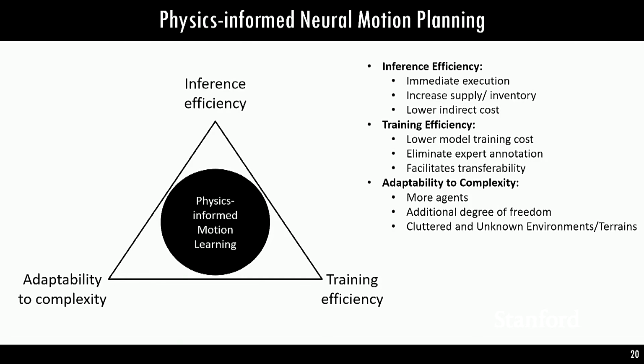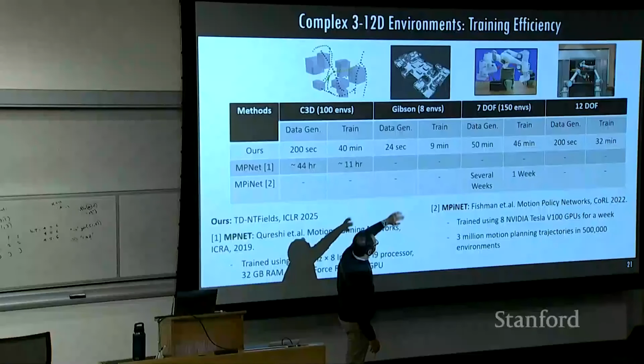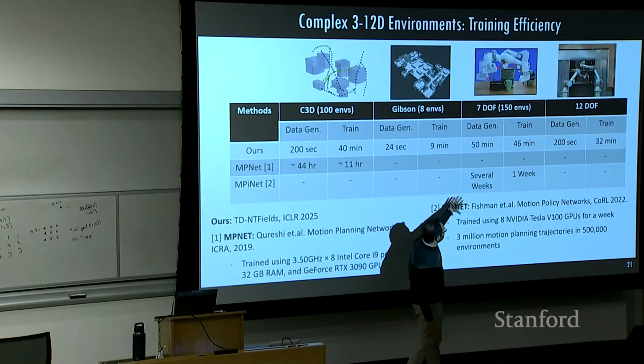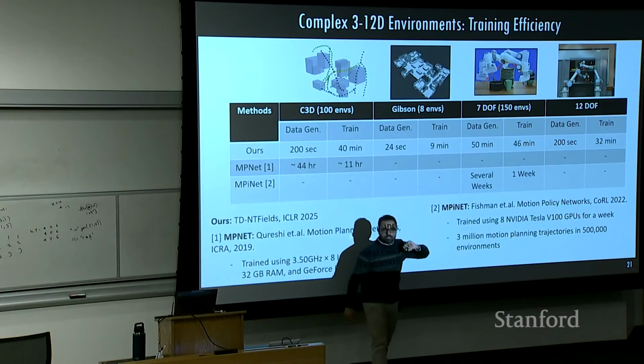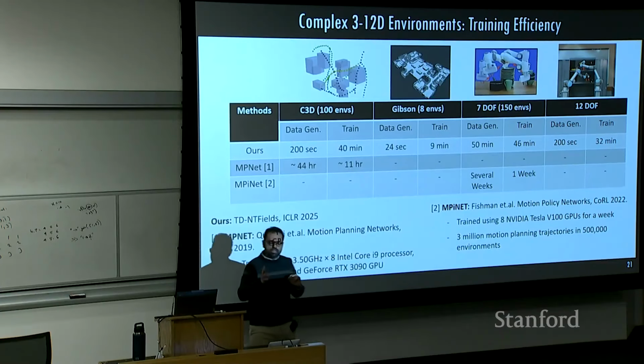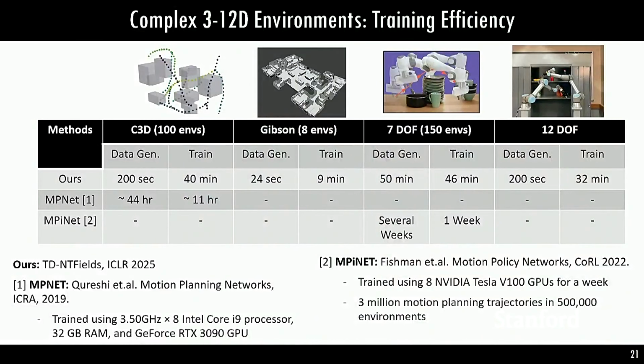Now, my favorite slide, I want to talk about training efficiency. These are different environments. If you just pick this 7 DOF environment, it took us 50 minutes to gather data. Per environment it was taking a few seconds, so multiplied by 50, it took us about 50 minutes. Training took 46 minutes, and we compared it with MPiNet. These numbers are taken from their paper.